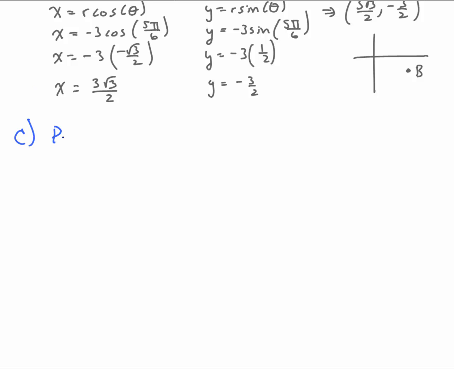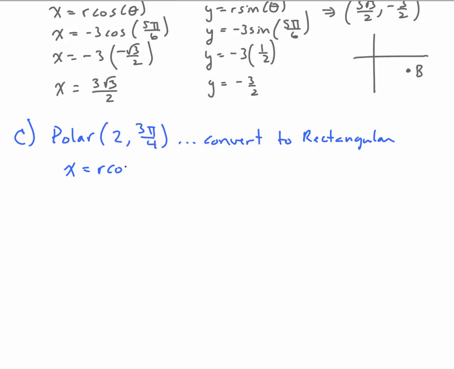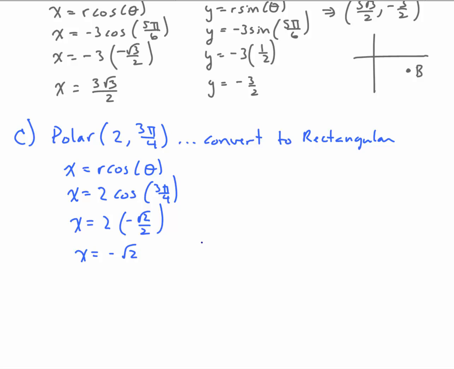Point C was a polar coordinate, (2, 3 pi over 4). And let's go ahead and convert to rectangular. So we do the same, x is equal to r cosine of theta. R is 2, theta is 3 pi over 4. That's in the second quadrant, so cosine is negative. So this is negative square root of 2 over 2. The 2's cancel and I'm left with negative root 2 for my x value.